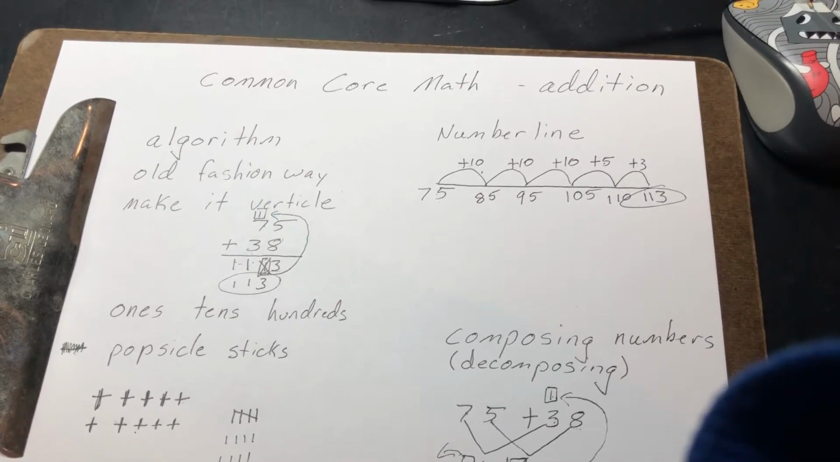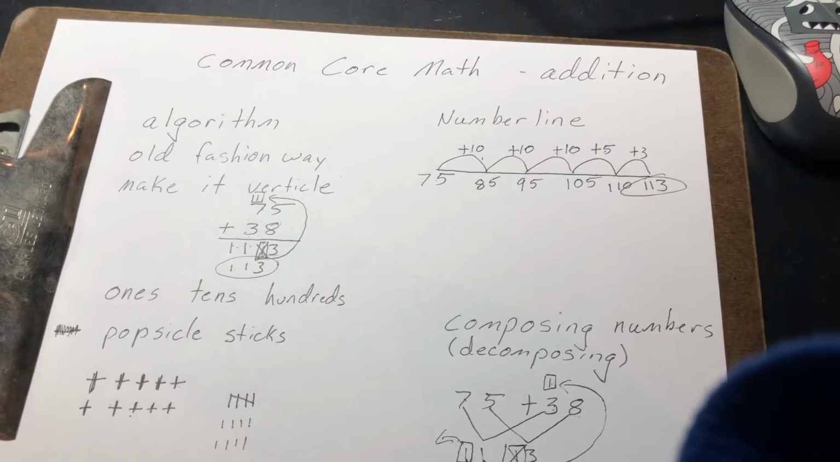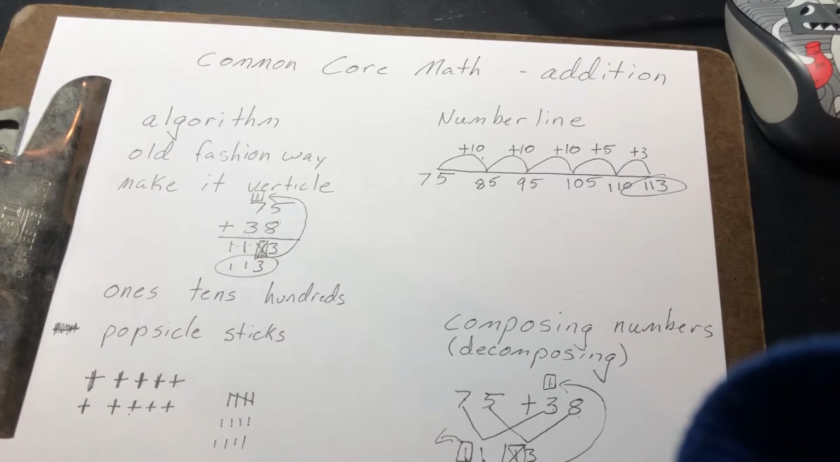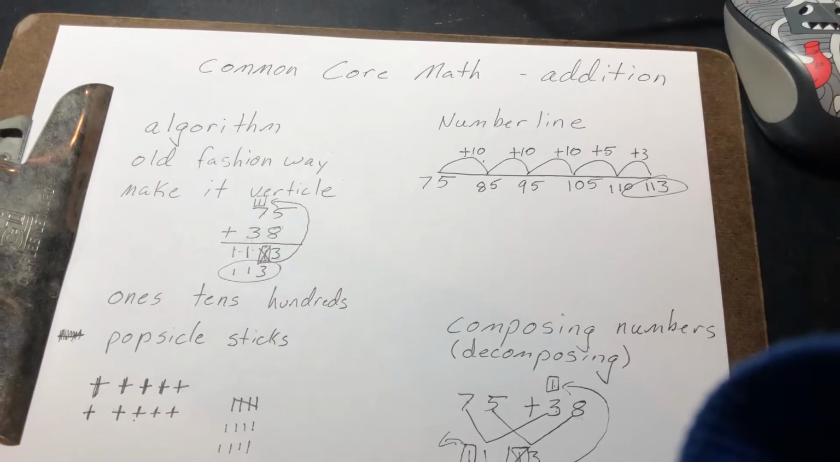And today we're going to be talking about the Common Core math. I'm going to focus in on addition. I'm going to show you 4 different ways to solve addition problems. These are going to be two-digit numbers with regrouping. In fact, with double regrouping.